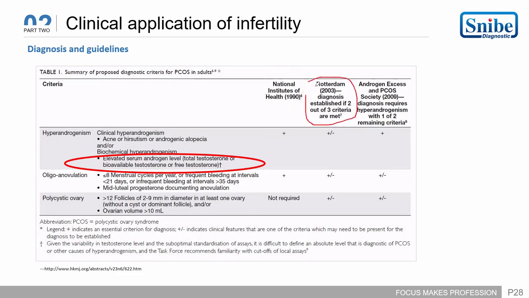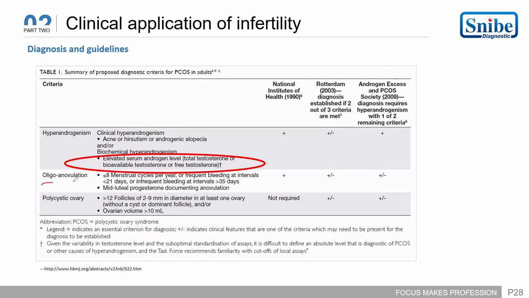Rotterdam diagnosis establishes 2 out of 3 criteria, and the Androgen Excess and PCOS Society diagnosis requires the hyperandrogenism criteria. So you can see that hyperandrogenism, the elevated total testosterone and the free testosterone levels, if they have that, is the diagnosis for PCOS.